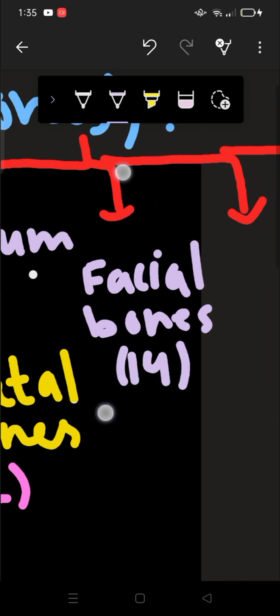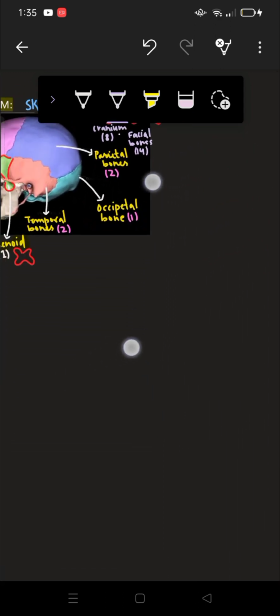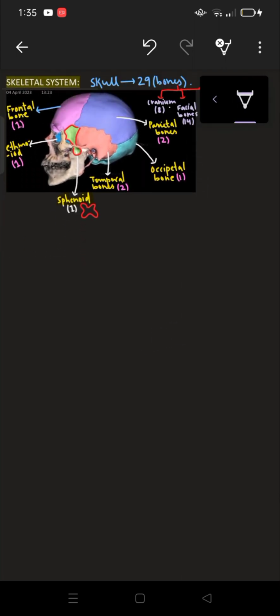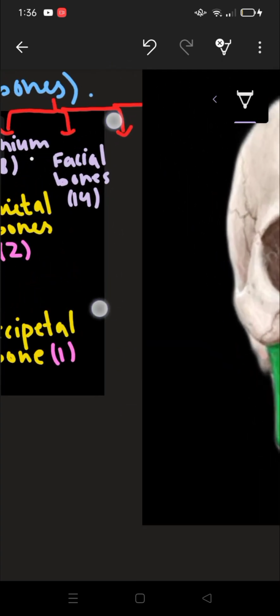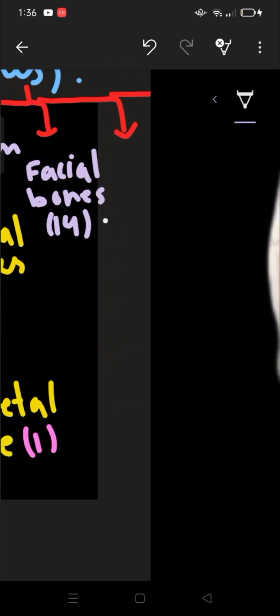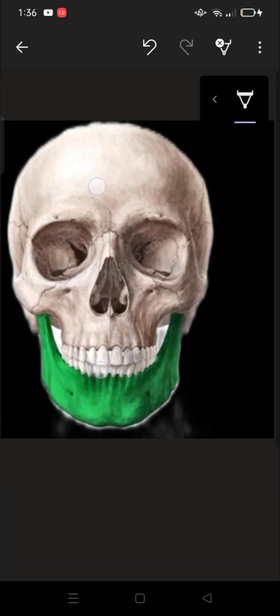We'll count those all as well, like how facial bones are 14 in number, and we'll go with the names as well. So what are the names of those bones? Okay, so now we are going to count the 14 bones of the face. As you can see, I have written here 14 facial bones. So how are these 14 facial bones? Let's count those as well.